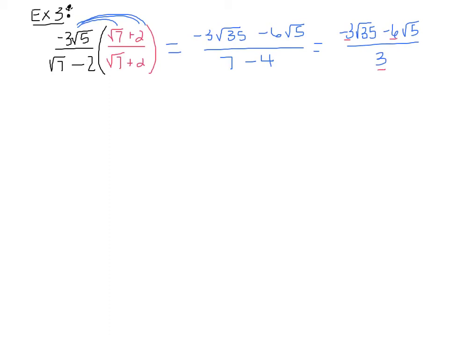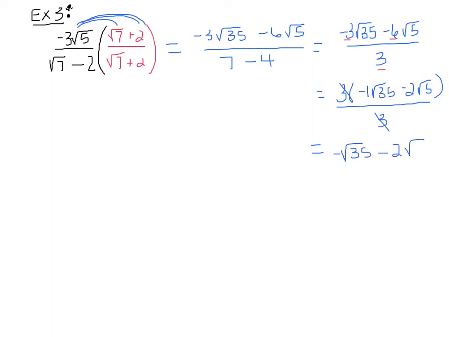So what we're going to do is go ahead and factor out a 3 on the top. So bear with me. I'm going to factor out a 3, so that's going to give me a negative 1 radical 35, and then minus 2 radical 5. Okay, and then leave the 3 on the bottom. You always want to factor out the number first, and then you can cancel, okay? You don't want to try and cancel it before you factor it out, because you just end up making a careless mistake. So then my final answer would be negative radical 35 minus 2 radical 5.